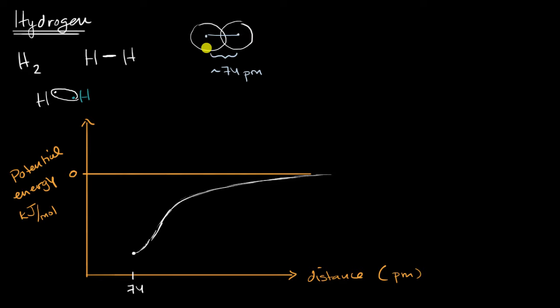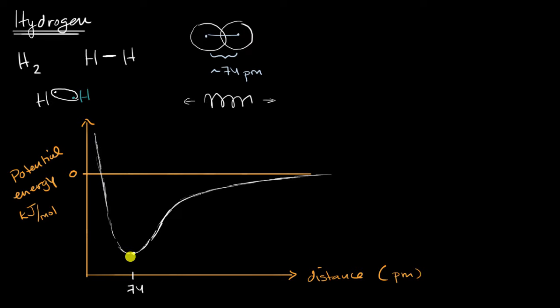Now what if we think about it the other way around? What if we want to squeeze these two together? Well, once again, if you think about a spring, just as you would have to add energy or increase the potential energy of the spring if you want to pull the spring apart, you would also have to do it to squeeze the spring more. And so to get these two atoms to be closer and closer together, you have to add energy into the system and increase the potential energy.